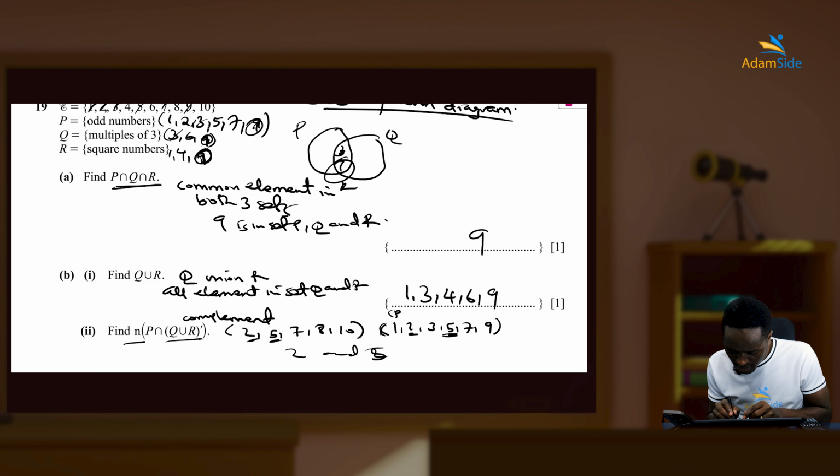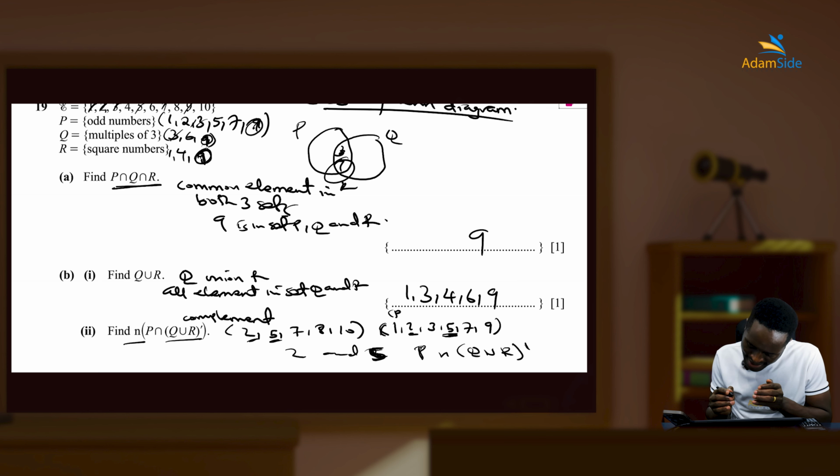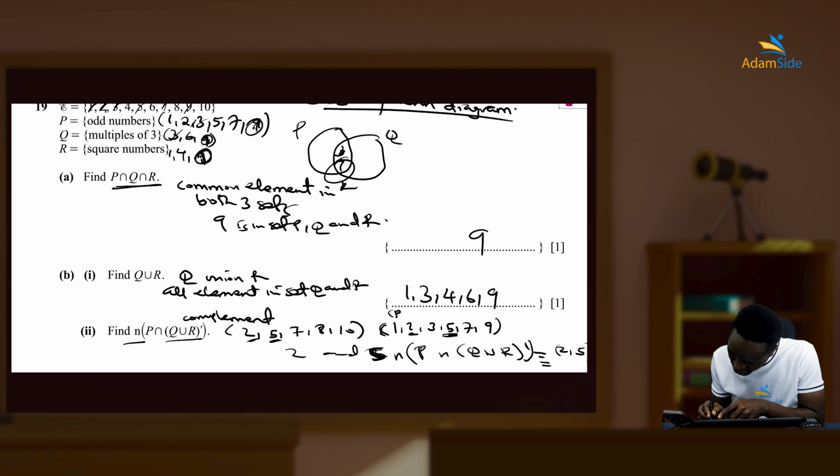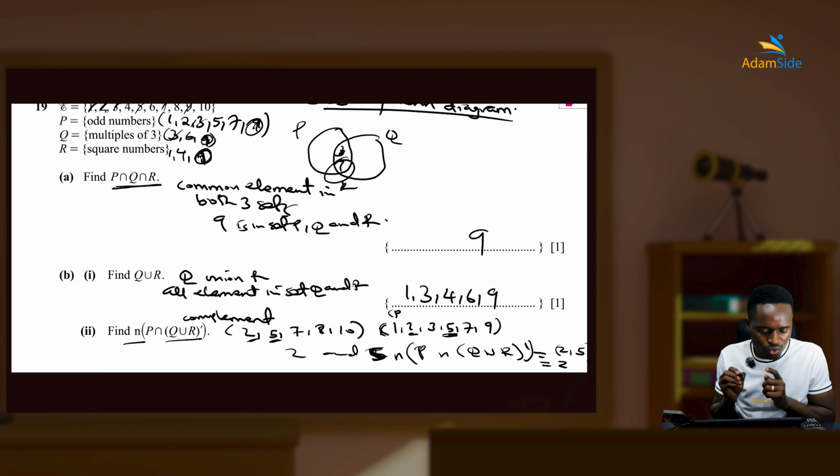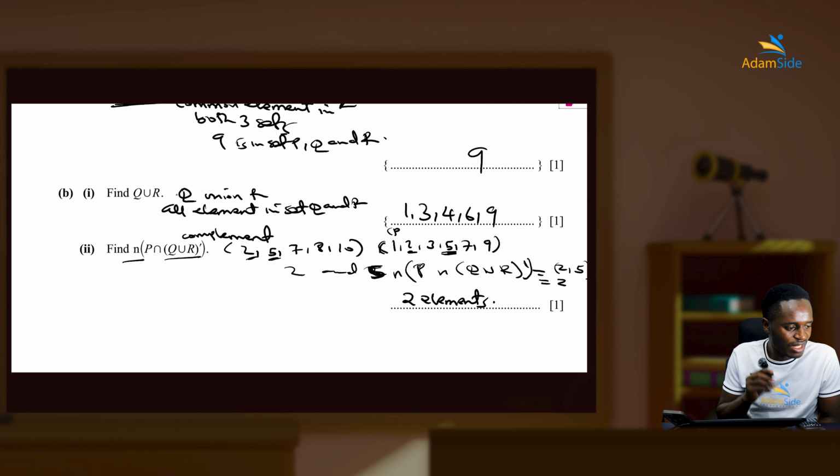So we have 2 and 5. So there are how many elements? We say P intersecting Q union R complement. Q union R complement is whatever is not in the union of Q and R but is in the universal set, intersected with set P. In that case we only have 2 and 5. But what do they want? They want the number of elements. So you don't mention 2, 5, but you say 2. We have 2 elements because we have 2 and 5.